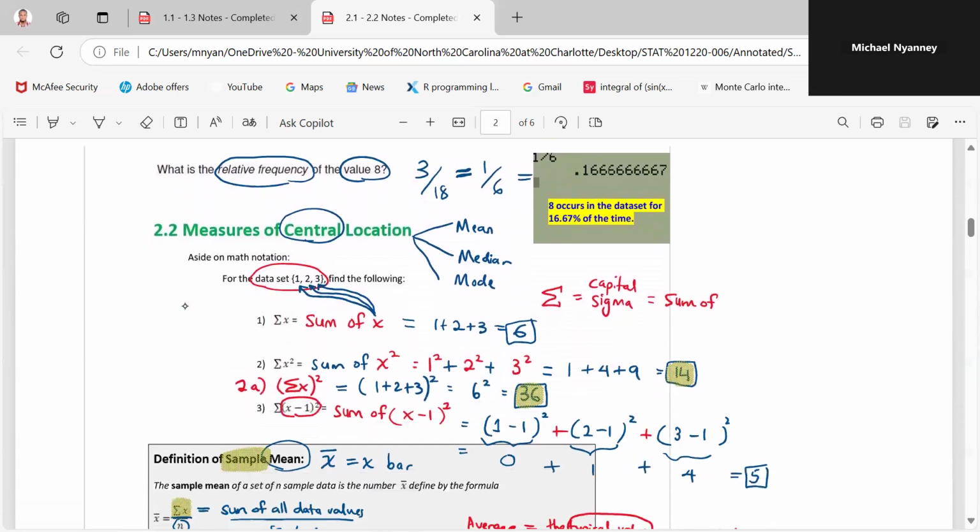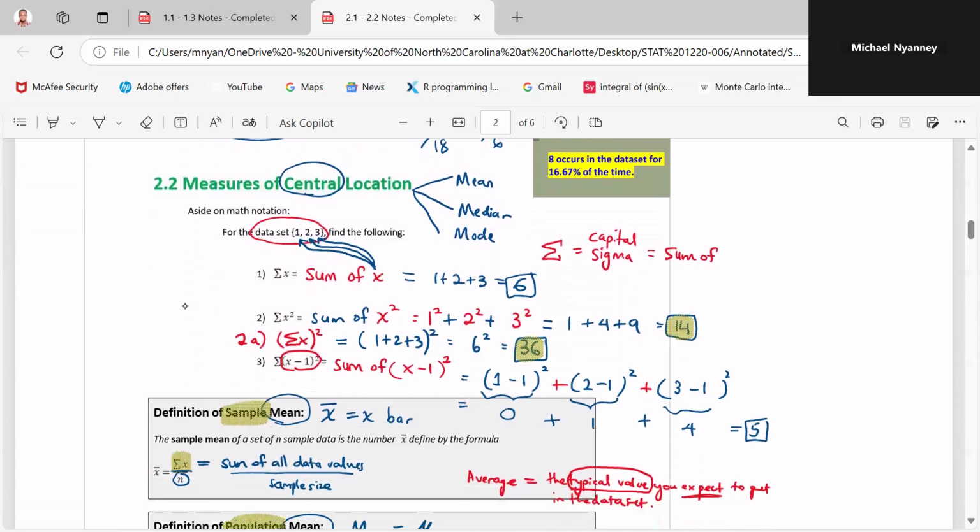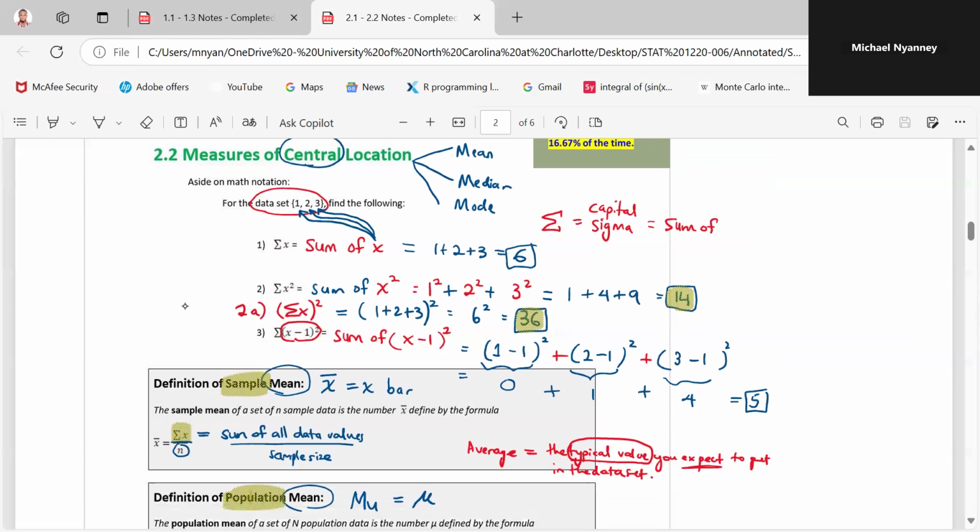Now, sometimes you want to know how our data is being centered. We want to know the center of our data. How do we get the center of our data? We have 3 measures that determine the center of our data: the mean, the median, and the mode. You are going to know the definitions of these as we move on.